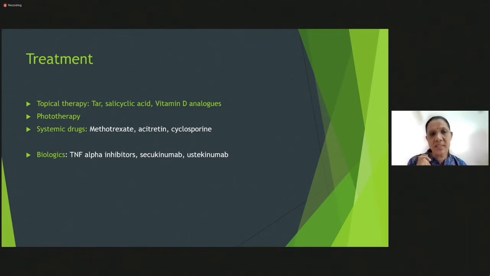So among the systemic therapy, the commonly used drugs are methotrexate, retinoids like acitretin, and cyclosporin. They all have side effects. So usually a dermatologist only handles psoriasis cases. Phototherapy does not have much side effects and is very, very effective, because even those who have renal or liver disease, they cannot be given methotrexate, but they can be given phototherapy. The newer drugs like secukinumab and ustekinumab are also becoming available in India. And if these routine drugs do not respond, then the biologics can be tried.